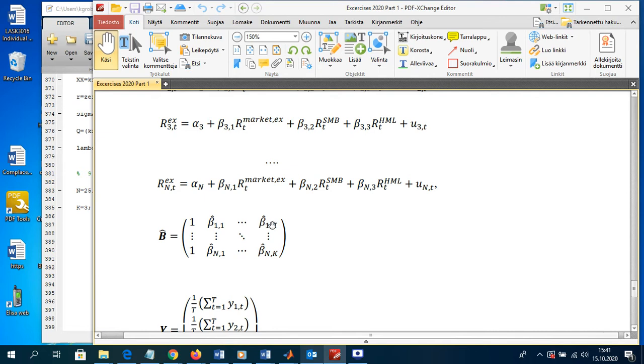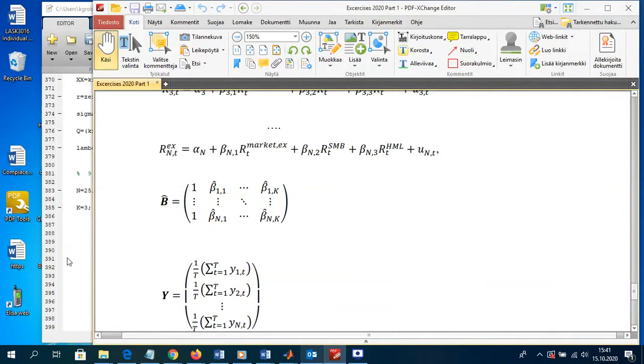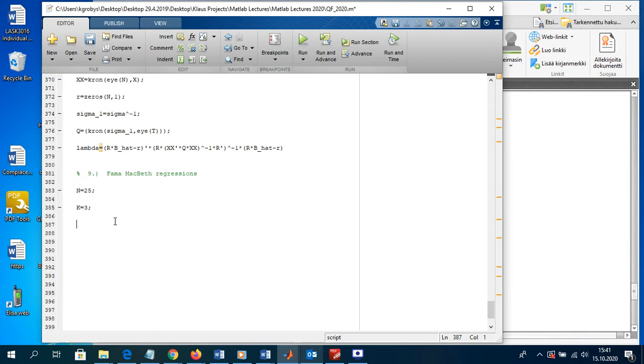We have K risk factors. We have 3 risk factors. So here we have 1, 2, 3 betas for the first equation, for the second equation as well, and for the last equation as well. For the nth, the 25th equation, we have also 3 beta parameters that we stack in this row. Then we include a vector of 1s here as well. So that's now what we have to do.